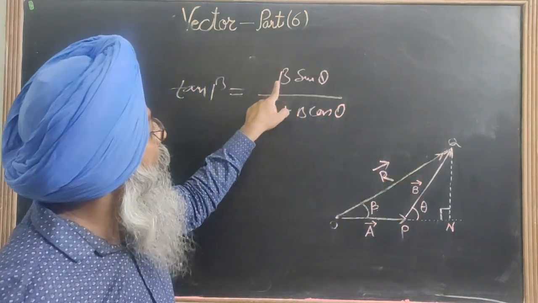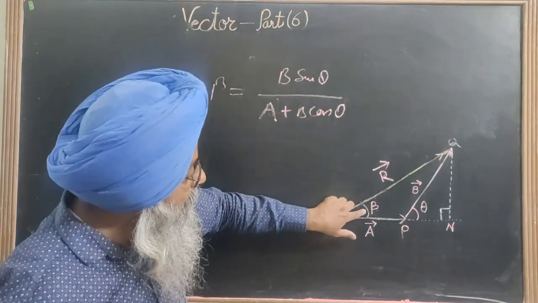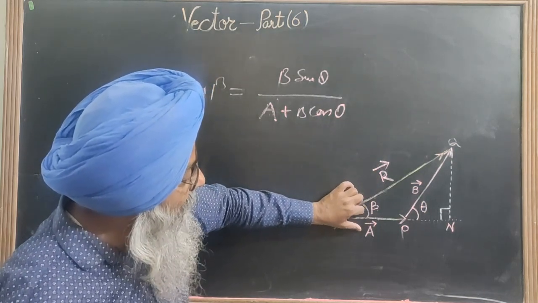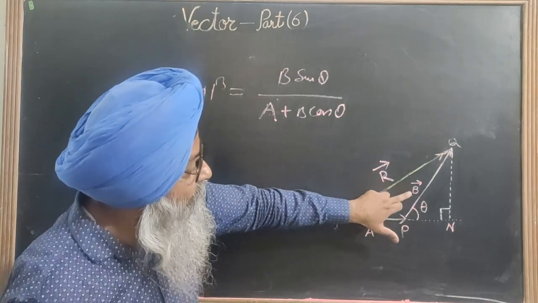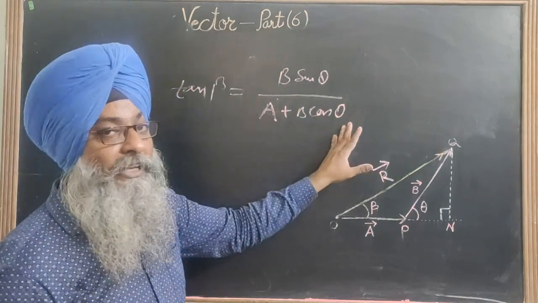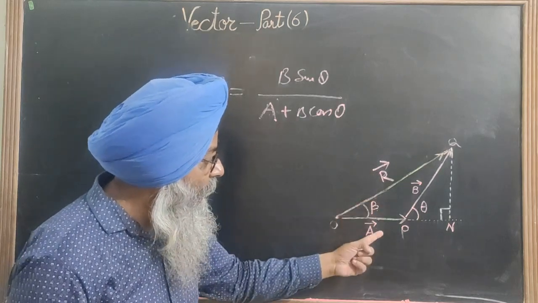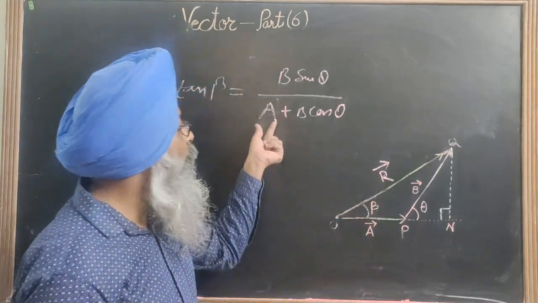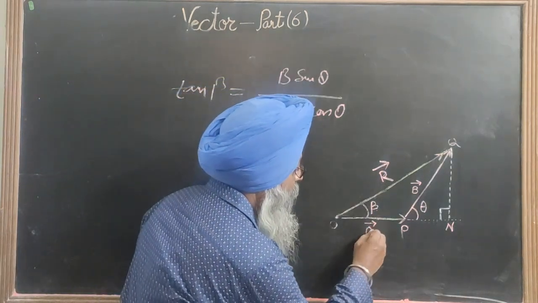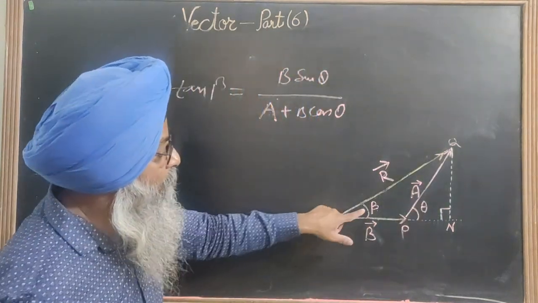Then you will start the formula with B. Angle beta is between A vector and R vector, and we will start from B sin theta over A plus B cos theta. Now A will come only once, जिसके साथ R एंगल बनाएगा वो वाला वेक्टर का मैग्नीट्यूड सिर्फ एक बार नीचे आएगा. Suppose here is B and here is A.